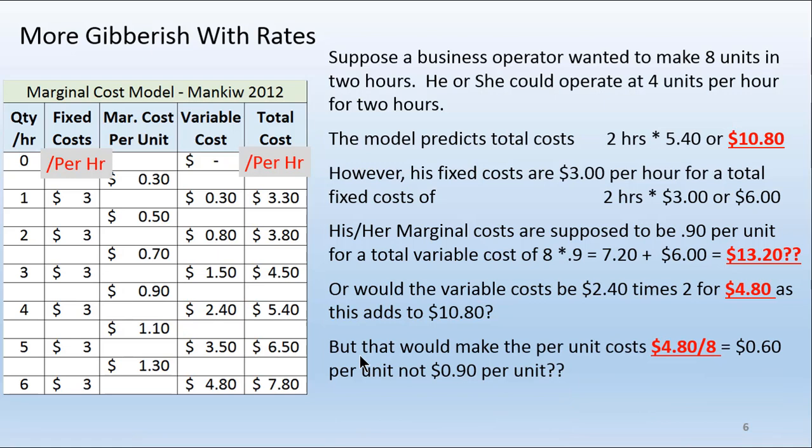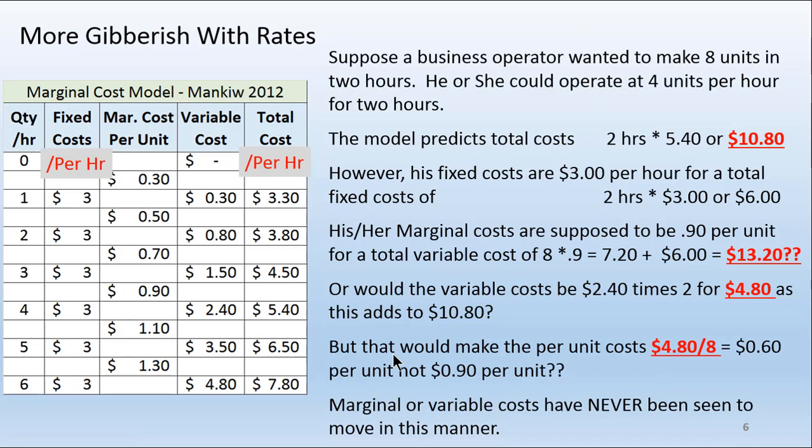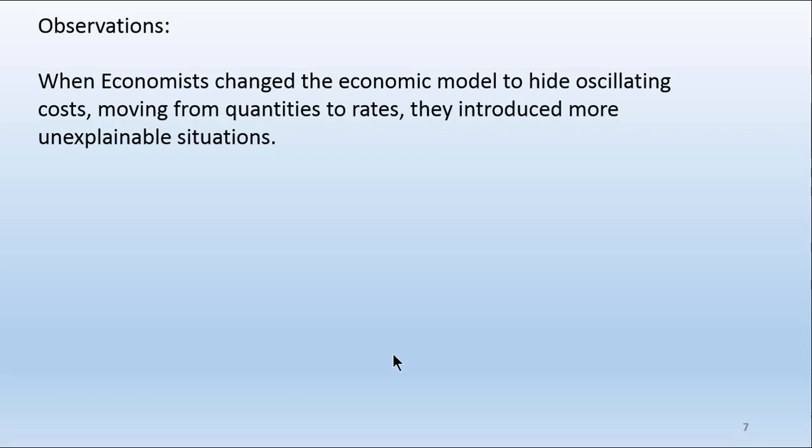So the other thing is, if you took that $4.80 and divided it by the 8 units produced, you get 60 cents, not 90 cents per unit. Marginal or variable costs have never been seen to move in this manner. This spreadsheet is just something to confuse students with. So, some observations. When economists change the economic model to hide oscillating costs, moving from quantities to rates, they introduce more unexplainable situations.